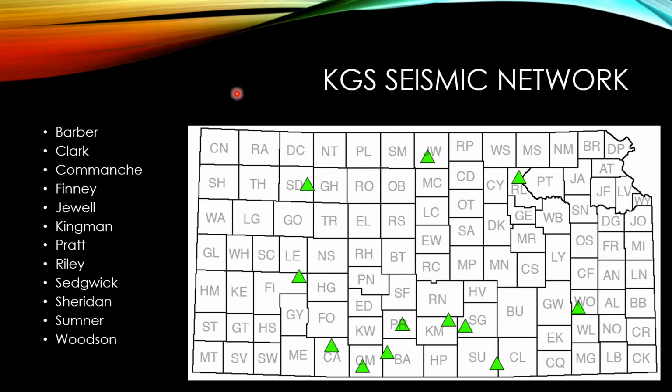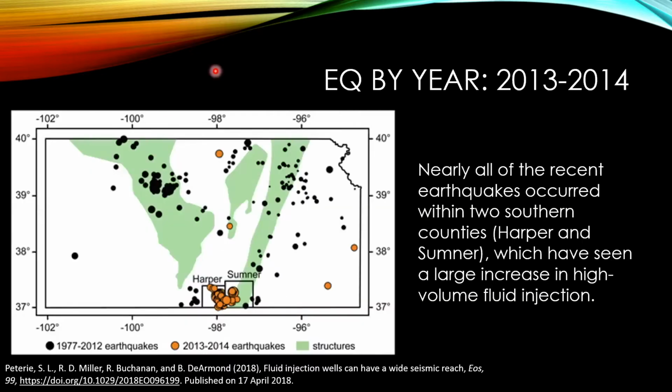And here's a map showing you where our seismic network stations are across the state. We currently have 12 in these different counties, and we are planning to install 6 more. So in the years 2013 to 2014, nearly all of the recent earthquakes occurred within 2 southern counties. What you're looking at here, Harper and Sumner County down here, is where we were seeing a large chunk of these earthquakes in that time frame.